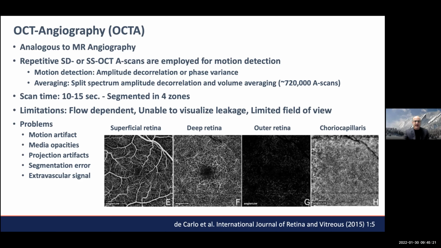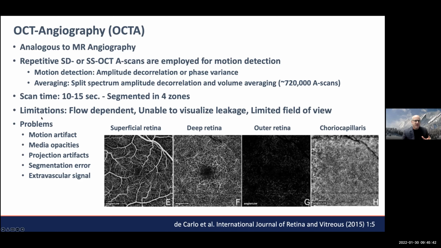It is automatically segmented into 4 zones: the superficial retina, deep retina, outer retina, and choriocapillaris. And information from each of these layers can be helpful in making diagnoses and assisting with evaluating the patient in front of you.